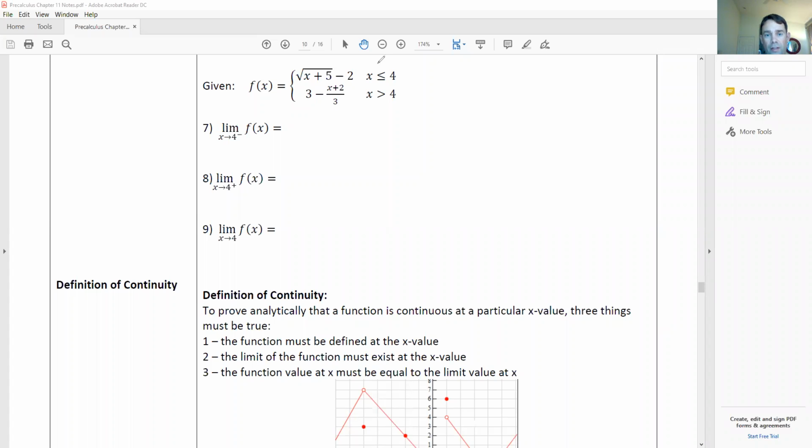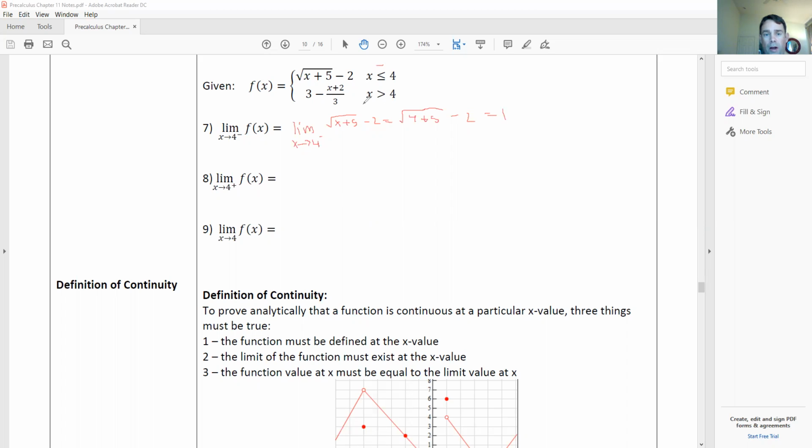The negative side, that would be the less than side. So we're going to plug it in there into the square root of x plus 5 minus 2. So the square root of 4 plus 5, that's 9, so that equals 3 minus 2, that equals 1.